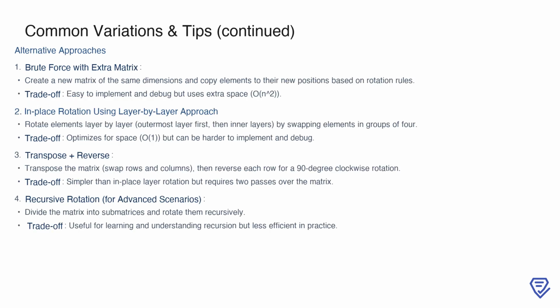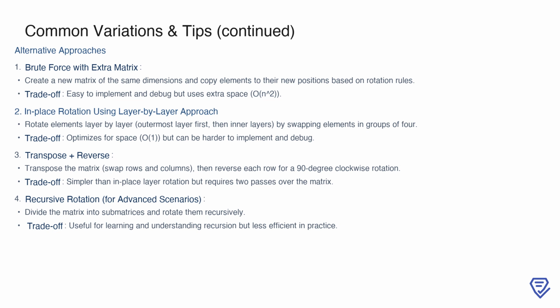There are several approaches to solving matrix rotation problems, each with its own trade-offs. The brute force method involves creating a new matrix and copying elements to their new positions based on rotation rules. While straightforward and easy to debug, this approach uses extra space proportional to the matrix size. A more space-efficient method is the in-place layer-by-layer rotation, where elements are swapped in groups of 4, one layer at a time. This optimizes for O(1) space but can be trickier to implement.